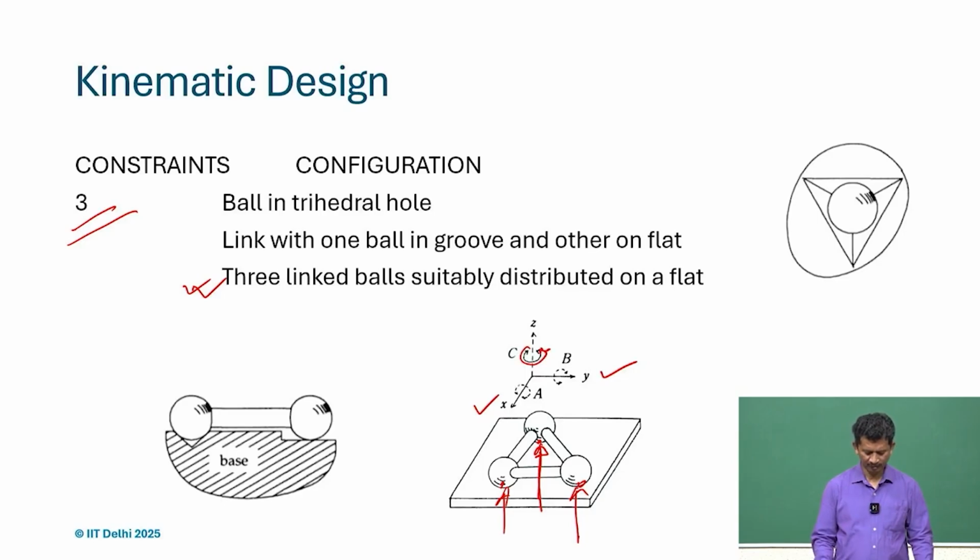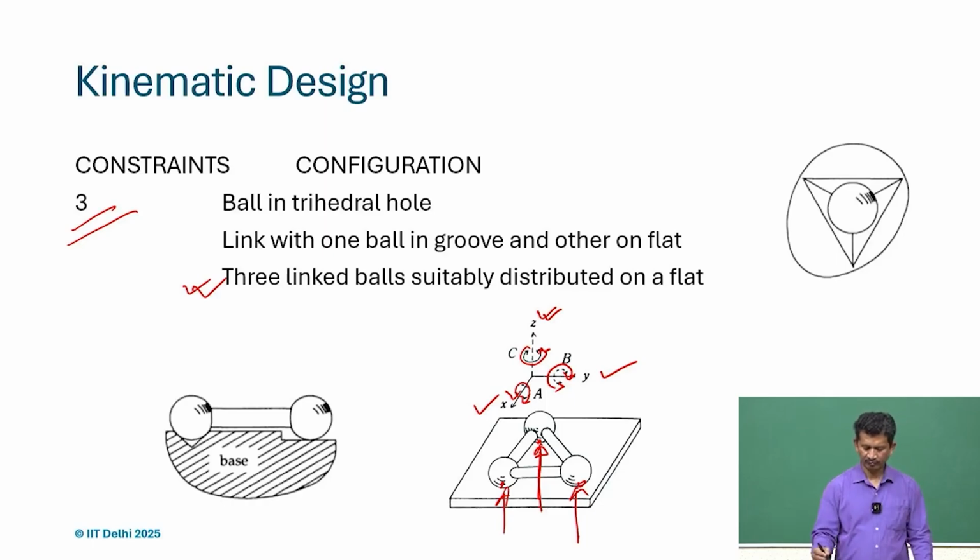And what constraints we have is the z translation, which is not possible, and the two rotations along x and y axis, which are constrained.